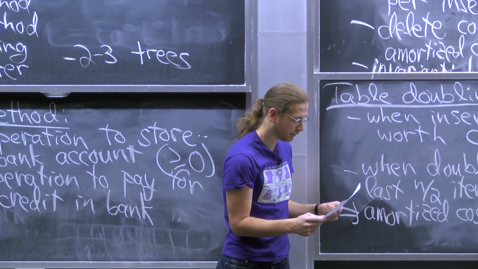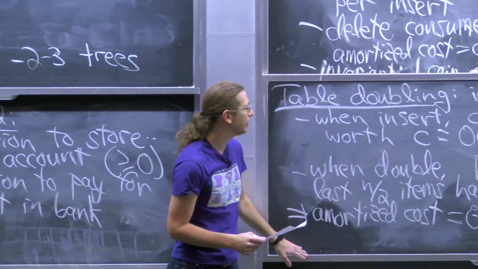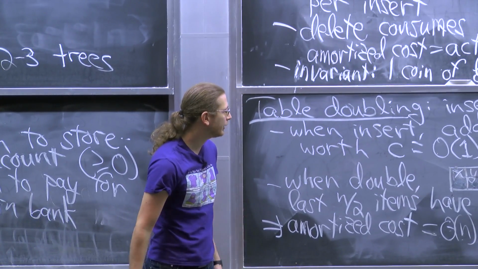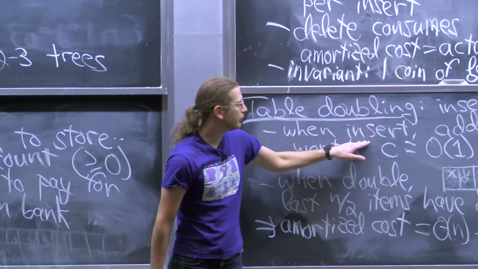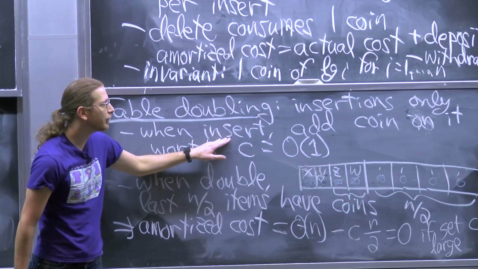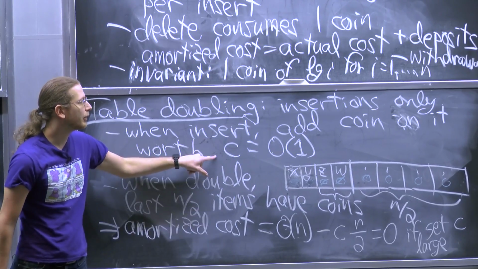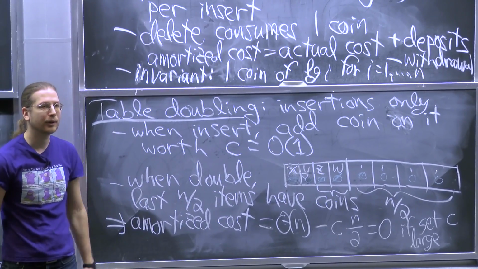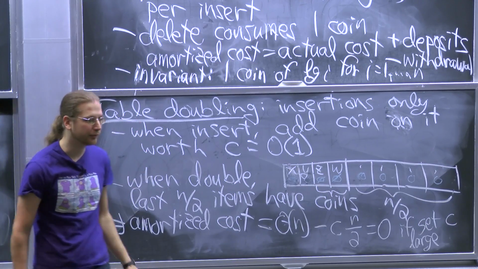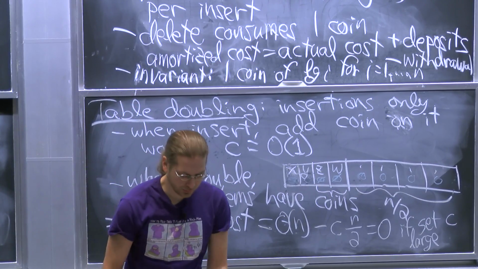So far, so good. Pretty simple example. Let's get to more interesting examples. I guess we also think about the amortized cost of an insert. It costs constant real time. Actual cost is constant. You have to also deposit 1 coin, which costs constant time. So the amortized cost of an insert is still constant. So that's good.